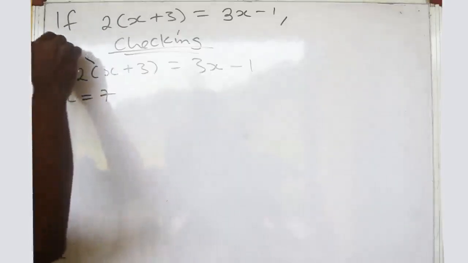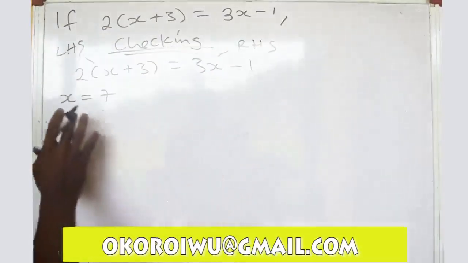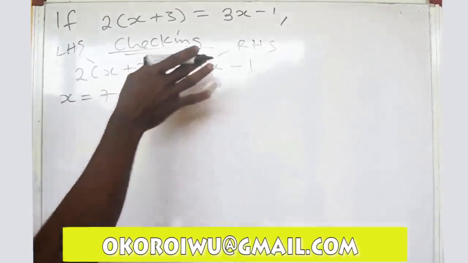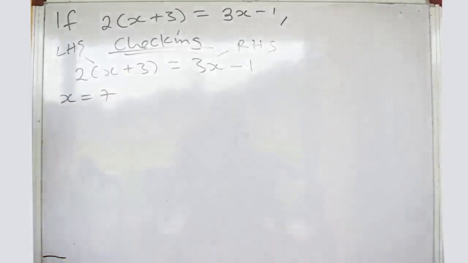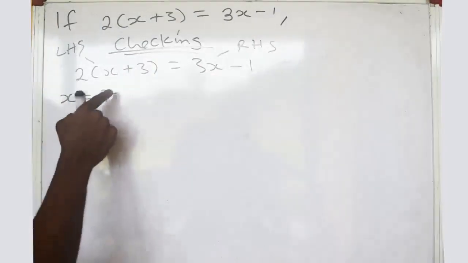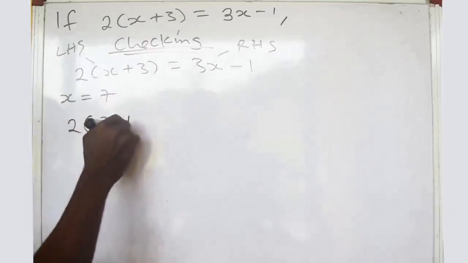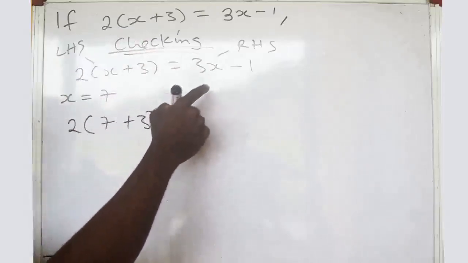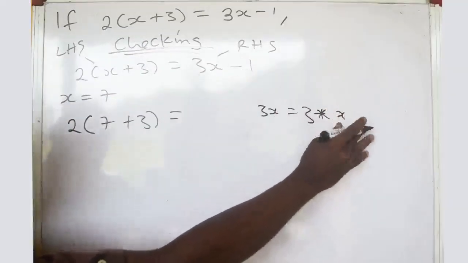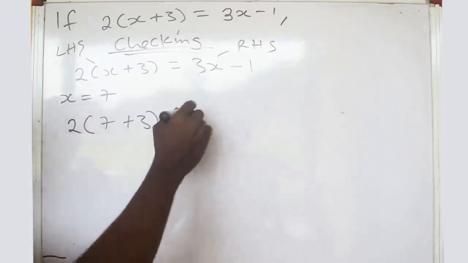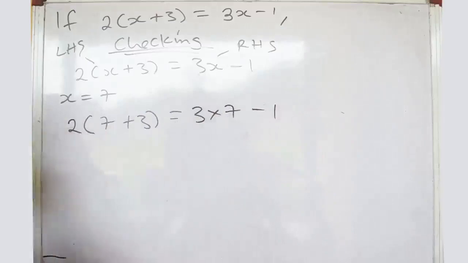This side is our left hand side, and this side is our right hand side. The left hand side and the right hand side must be the same. If they are not the same, whatever you have gotten is 100% wrong. So it will be 2 into, anywhere we see x, we put 7, plus 3, equal to 3x, which is the same as saying 3 times x. Keep that in mind. So you have 3 multiplied by our x, which is 7, minus 1.